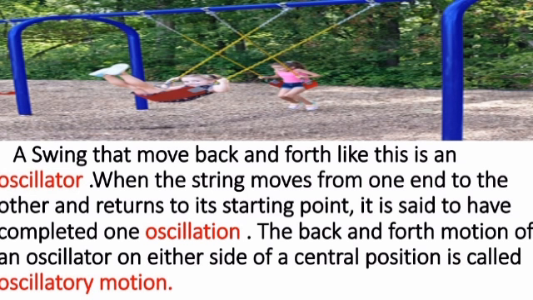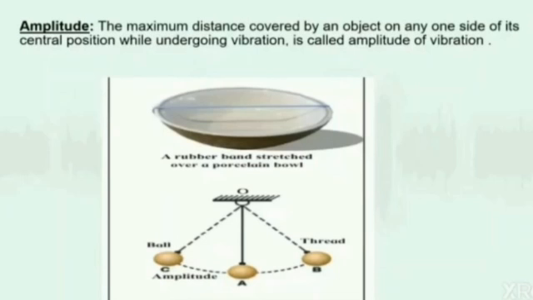A swing that moves back and forth like this is an oscillator. When the swing moves from one end to the other and returns to its starting point, it is said to have completed one oscillation. So, the back and forth motion of an oscillator on either side of a central position is called oscillatory motion.